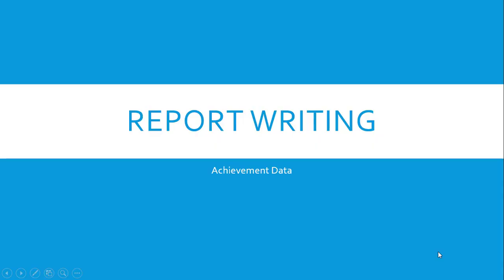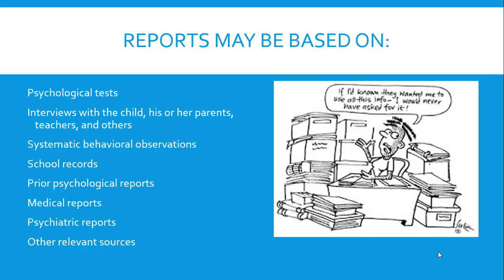All right, so this is kind of the next part of the report writing. The original report writing we just discussed, very basic, here's how you write reports. Now we're going to shift because we're adding on how do you focus on achievement data in report writing. So some of this is still the same.